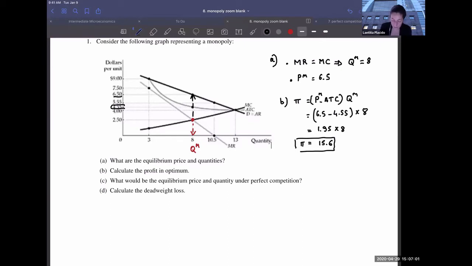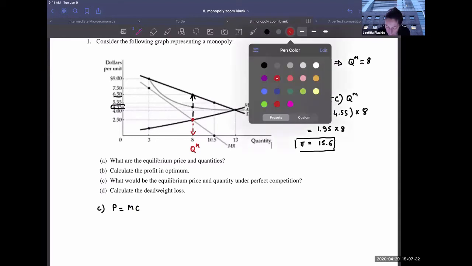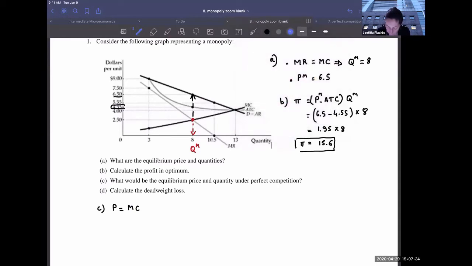Okay, now let's move to question C. What would be the equilibrium price and quantity under perfect competition? Under perfect competition, remember, optimal quantity is determined when price equals marginal cost. So here we're going to look at the intersection between the marginal cost curve and the demand curve. Okay, so where do they intersect? Well, here.